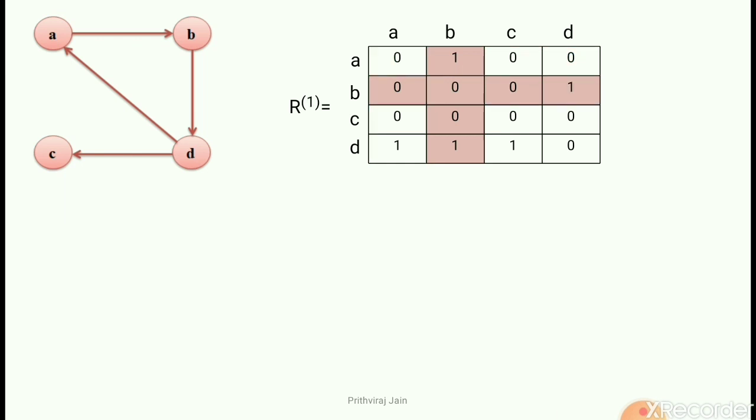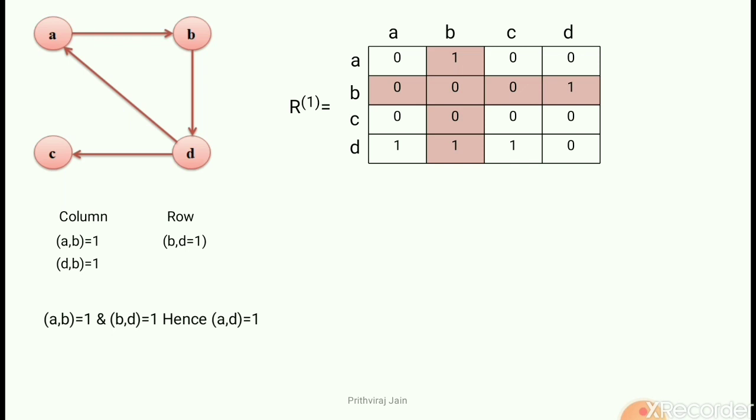Next, we have to select the second row and second column, and record the non-zero values. Column wise, wherever you find a value as 1, that means there exists a path. So column wise, we have a comma b is equal to 1 and d comma b is equal to 1. Row wise, we have only one non-zero value, that is b comma d, so b comma d is equal to 1.